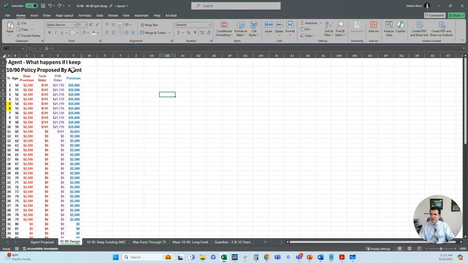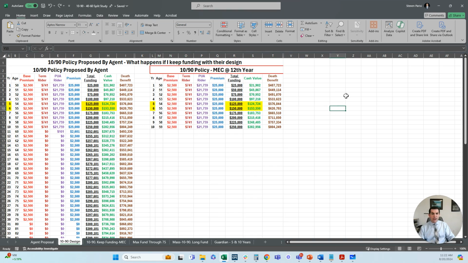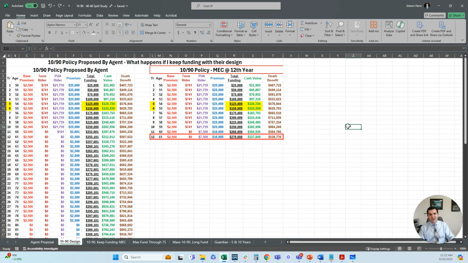So here's that same policy that was proposed by the agent. You got the $2,500 per year, or $2,500 base premium, 10-year term rider, $25K total, and then he drops the PUA. Okay, looks good. Here's the same policy, but we're going to pump more money into it. 10K in year 11 instead of 2,600 bucks. Doesn't become a MEC. Term rider fell off. We can see the death benefit drop. 12th year, we pay in 10K again, but that's the year it became a modified endowment contract.